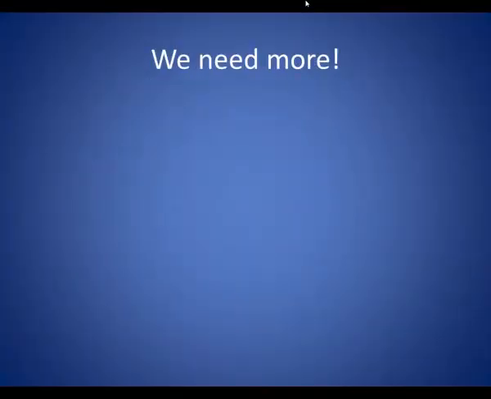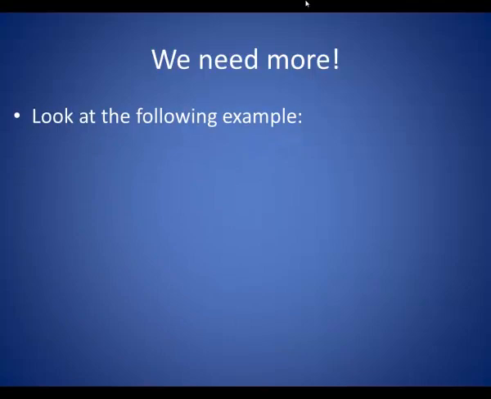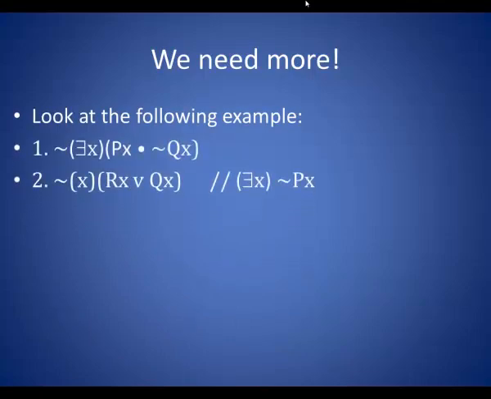But we need more. And I'm sure you're probably thinking, but we have enough already. Well, we do need a little bit more. So let's look at the following example to expose why we need a bit more. Line 1 says it's not the case that there exists an x such that x is p and x is not q. Line 2 says it's not the case that for all x, x is r or x is q. And our conclusion says, therefore, there exists an x such that x is not p.